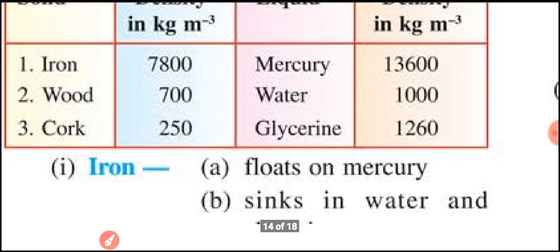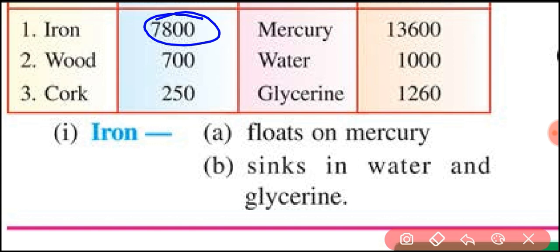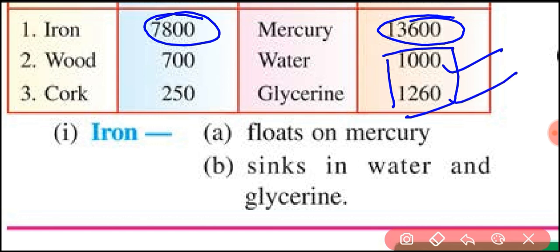Okay, students. Now, first we are going to consider iron. See, iron, the density is 7,800. Iron will float on mercury only. Why? The density of water and glycerin is less than iron. So, iron floats on mercury and sinks in water and glycerin. Okay, students.